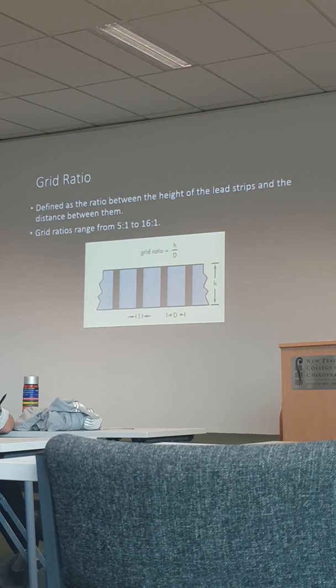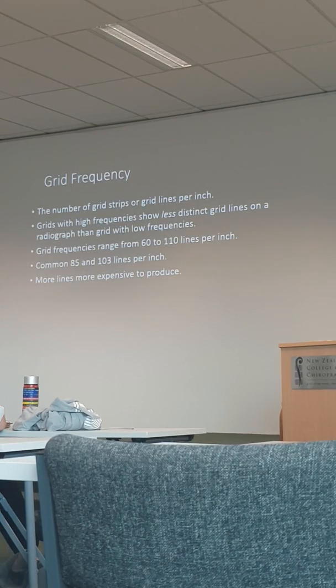So the grid ratio ranges from about 5 to 1 to 16 to 1, and it's the ratio between the height of the lead strips and the distance between the lead strips. These black lines are the lead strips. The grey is either plastic or some other radiolucent material in between them, holding them together, and H is the height. Grid frequency is the number of grid strips or lines per inch.